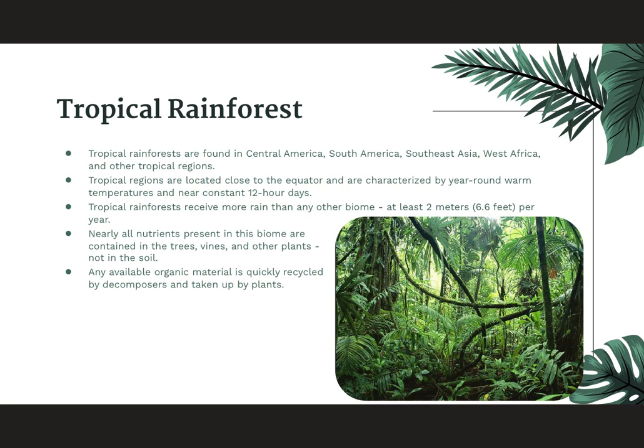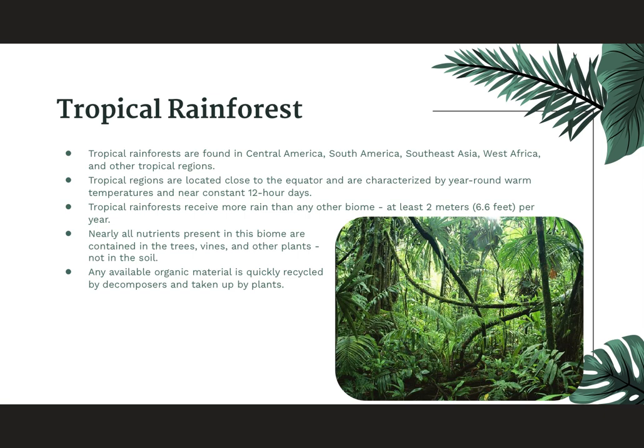All right, so the first terrestrial biome you're going to be looking at is the tropical rainforest. So it gives you a breakdown of the different locations of these rainforests. These are typically found in Central America, South America, Southeast Asia, West Africa, and other tropical regions. Tropical regions are located close to the equator and are characterized by year-round warm temperatures and near constant 12-hour days. So there's lots of time for the sun to be out to keep these places warm.